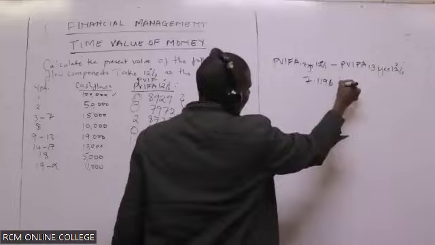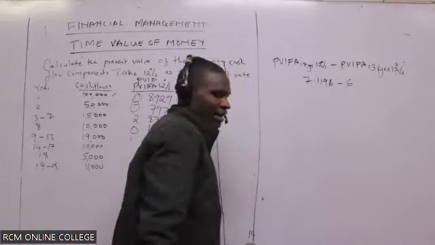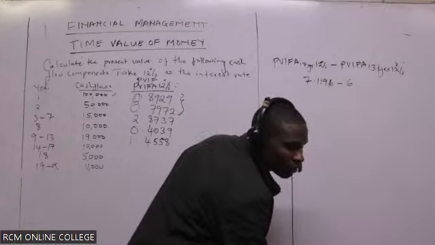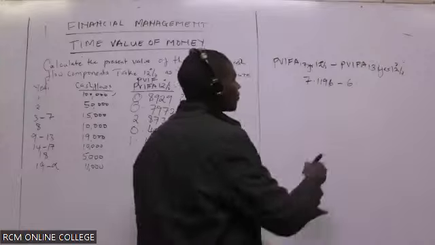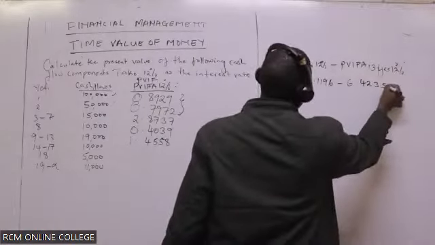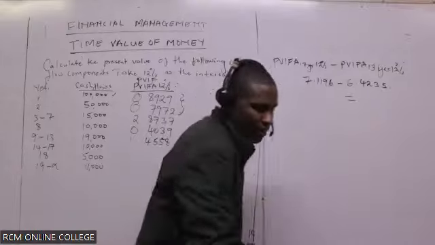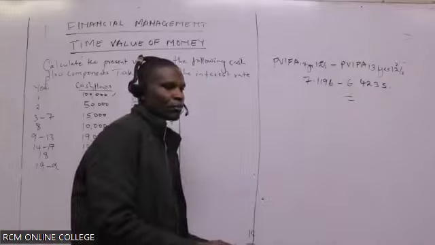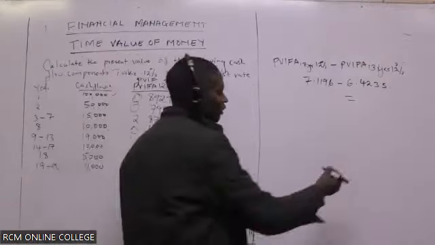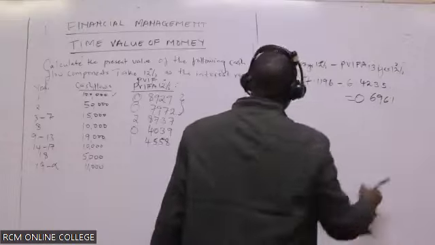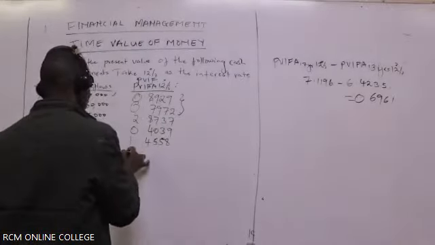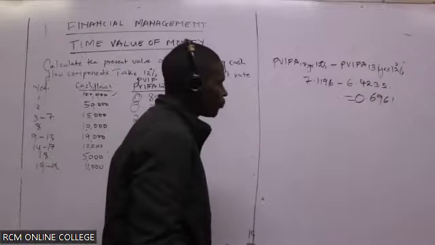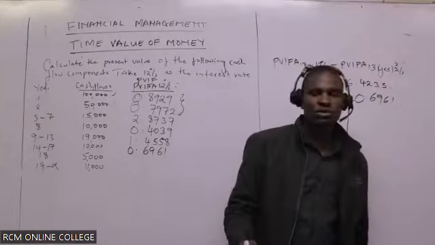7.1196 minus what I had here, 6.4235. As simple as that. What difference do we get? 0.6961. The examiner cannot beat you now. You have beaten him. This is what they bring to confuse students. Once you understand this one, we are done with discounting.